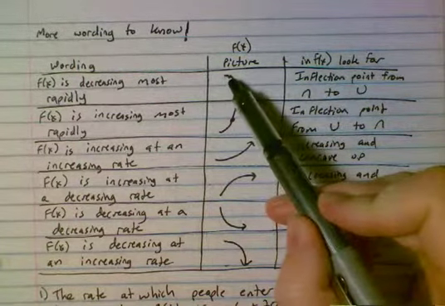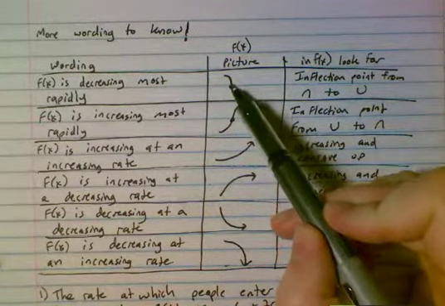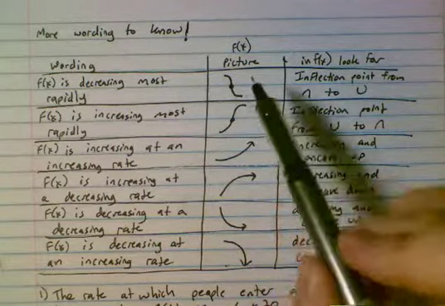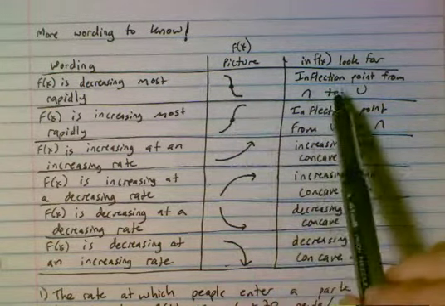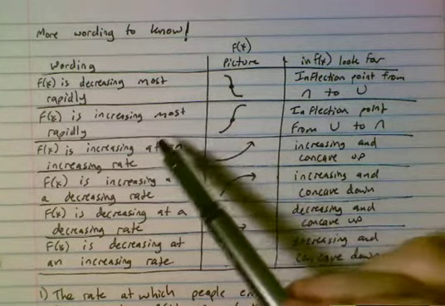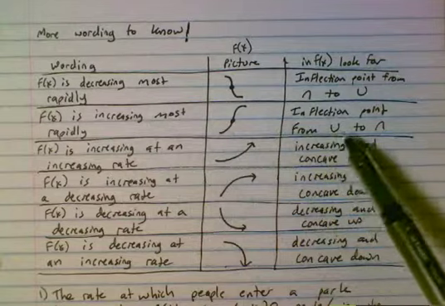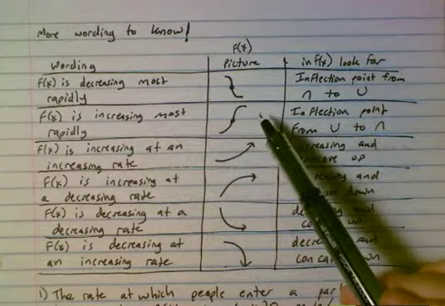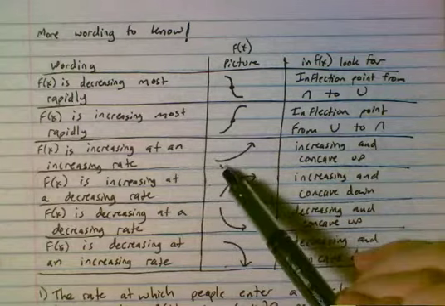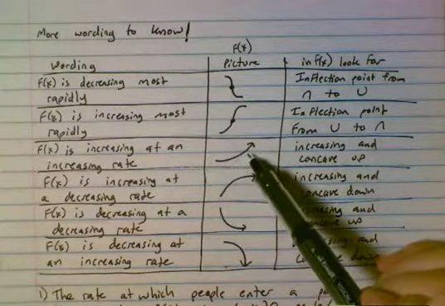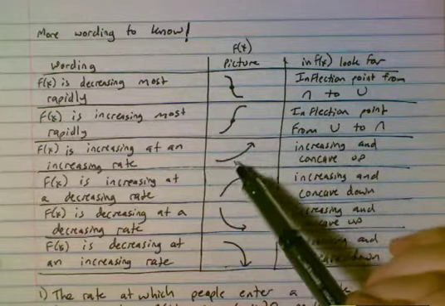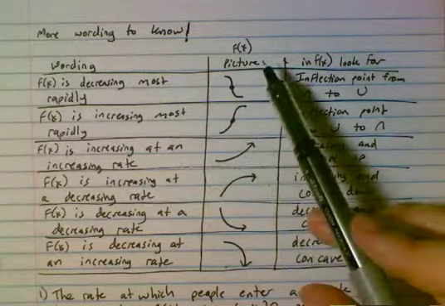That means basically that it's decreasing, and then immediately afterward it's going to start slowing off, tapering off. So what we see here is an inflection point from concave down to concave up. F of x is increasing most rapidly in the converse, an inflection point from concave up to concave down. F of x is increasing at an increasing rate. Basically it's going up, but at an increasing rate means getting faster and faster and faster. We can see that concave up shape.